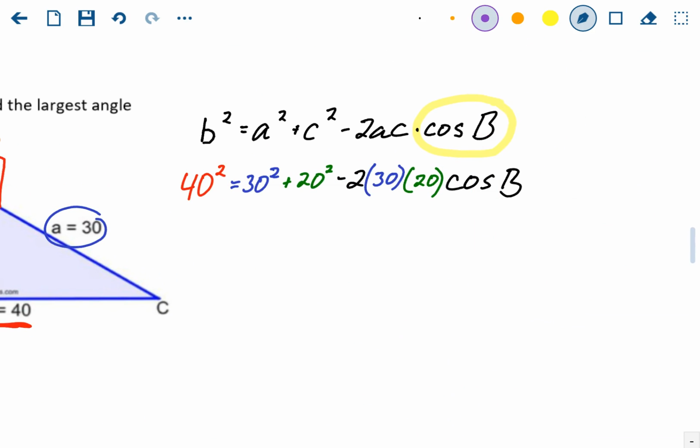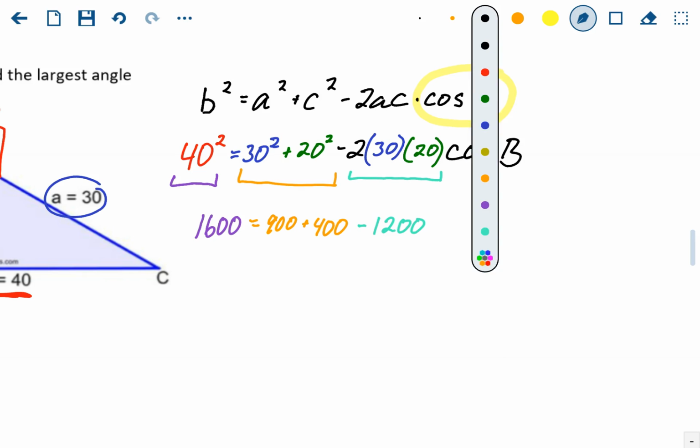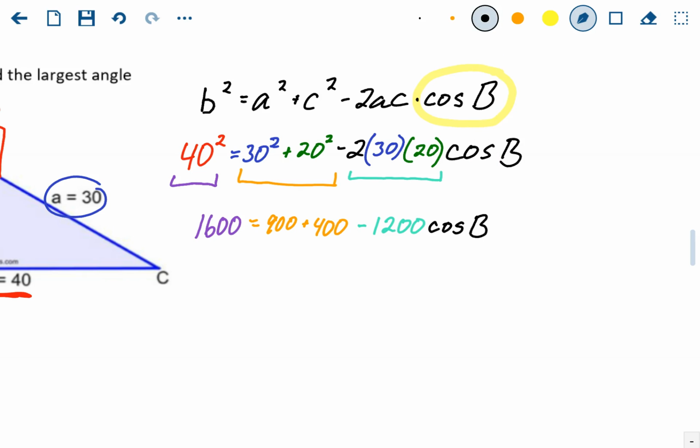All right, so we have to simplify this. This one's not as easy when you're trying to find the angle. So simplify as much as you can. 40 squared is 1600. 30 squared plus 20 squared, 30 squared is 900 plus 400. So just go by and simplify everything you can. Minus, we can multiply those three together. 2 times 30 times 20 is 1200. And cosine of B, again, is what we're trying to isolate. So again, clean up what we can. 900 plus 400 is 1300. Minus 1200 times the cosine of B.